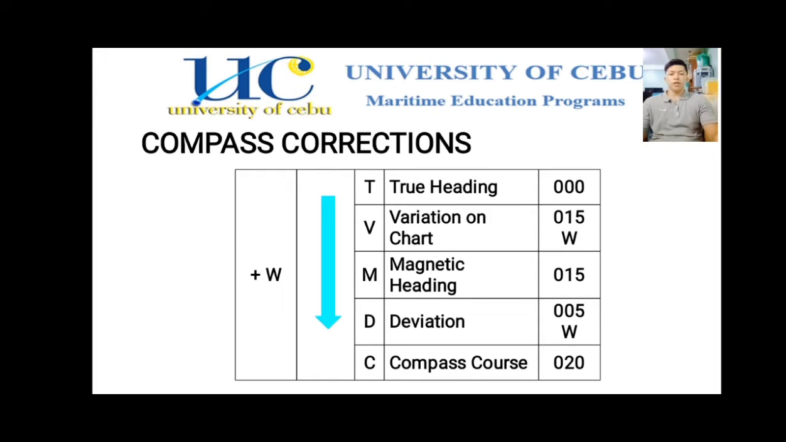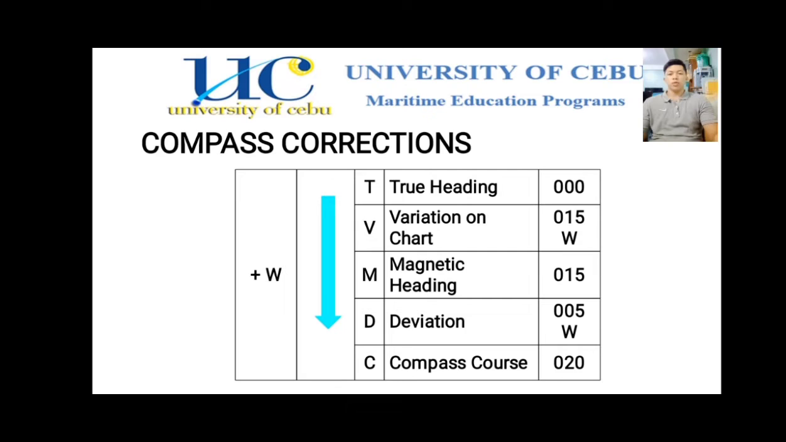So 15 degrees plus 005 degrees west equals 20 degrees. If we use this formula upward, our west becomes negative and our east becomes positive. To get the magnetic heading, since we have a deviation of west, we have to subtract. So 20 degrees minus 005 degrees equals 15 degrees.